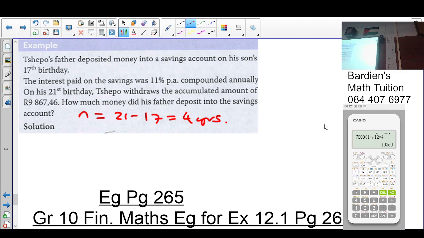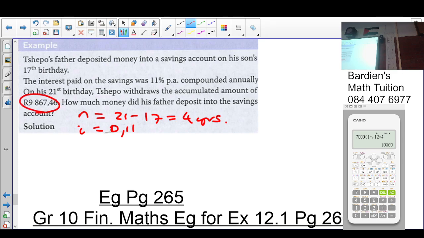The interest paid on the savings account was 11% per annum, so your i is going to be 0.11, annually on his 21st birthday. He withdraws an accumulated amount of 9,867 rand and 46 cents. What amount is that, A or P? A. Why is that your A? Because that's your final amount.